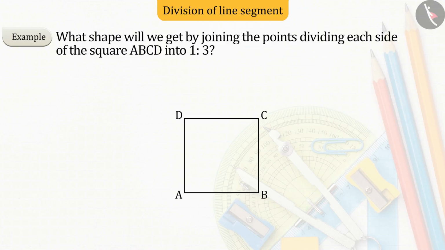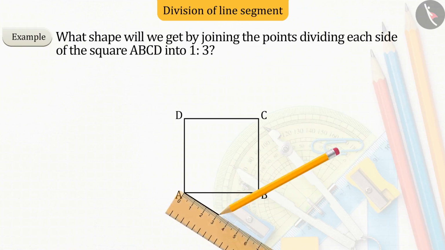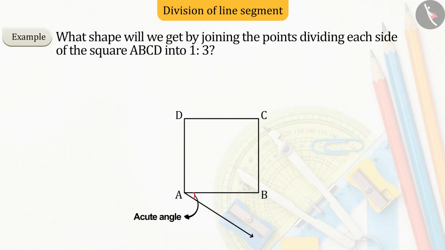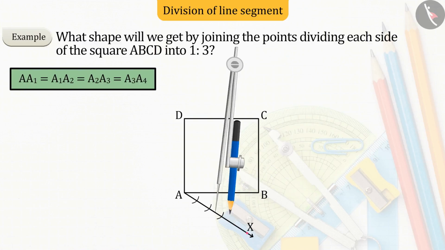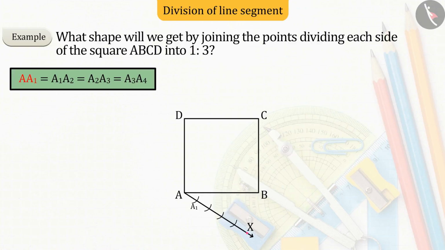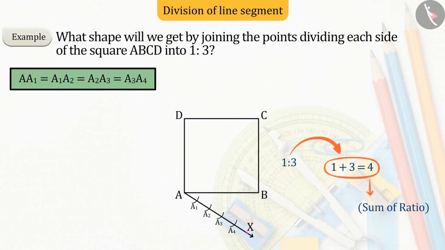Let's first divide the arm AB into 1:3, for which from point A, an acute angle forming ray AX is drawn, in which 4 equal arcs A1, A2, A3, A4 are made. Can you tell why we made these 4 parts? Absolutely correct, because here the proportional sum is 4.